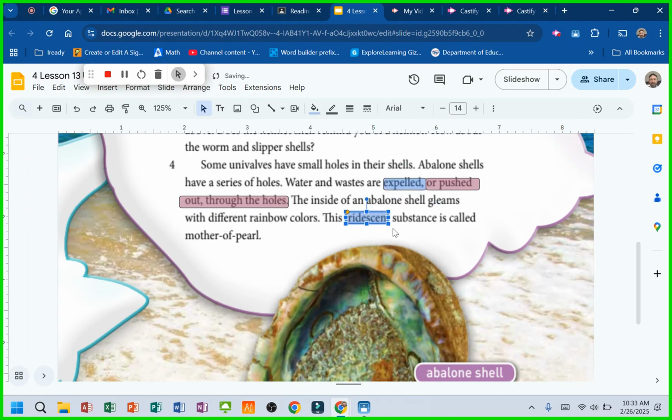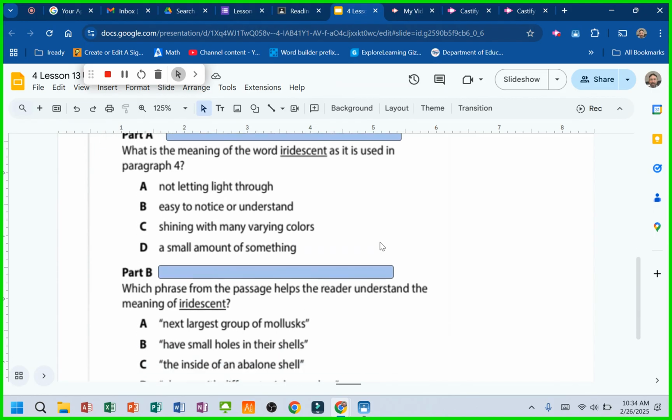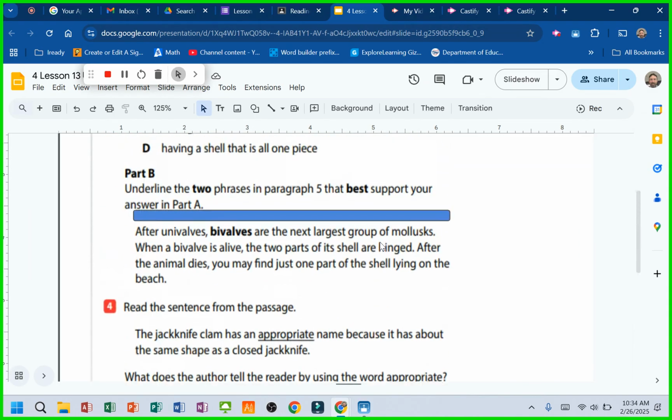Iridescent. All right, so what does iridescent mean? I have an idea. The inside of the abalone shell gleams with different rainbow colors. So here are my clues, aren't they? Gleams, different rainbow colors. So what do you suppose iridescent means? Shimmering, shiny, colorful, right? You guys will have to tell me, but we worked through that together. All right, let's keep going.